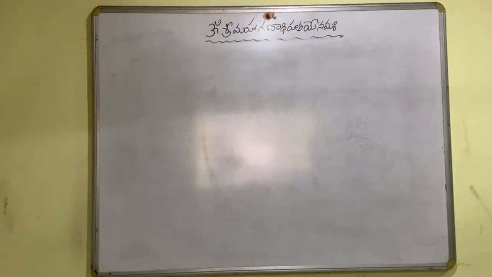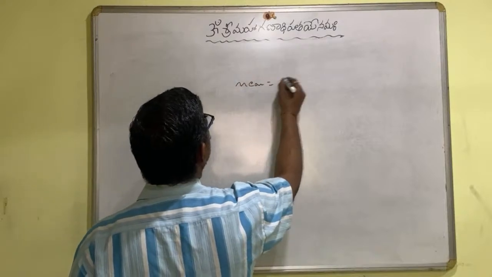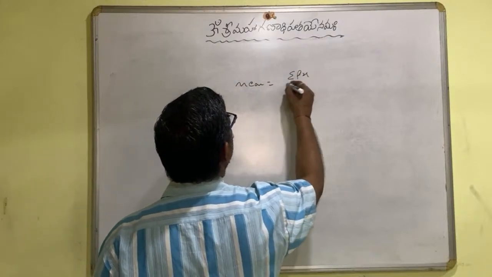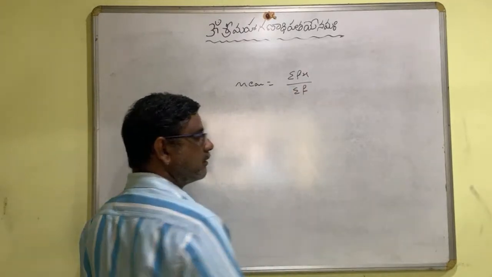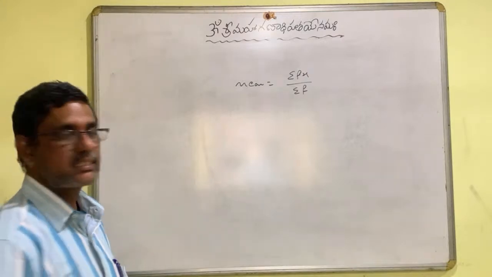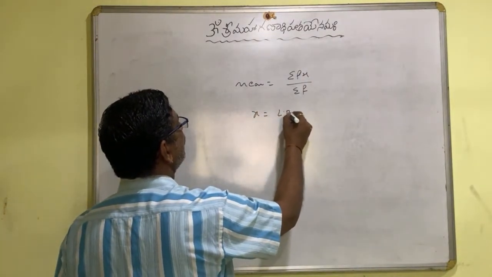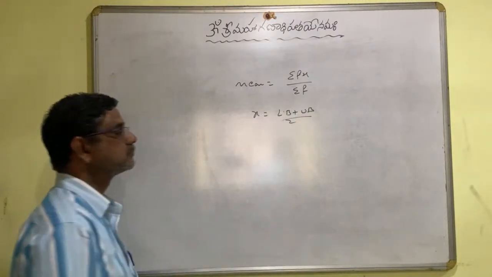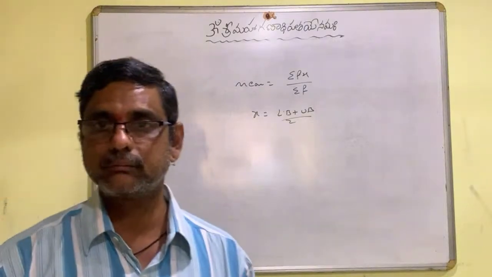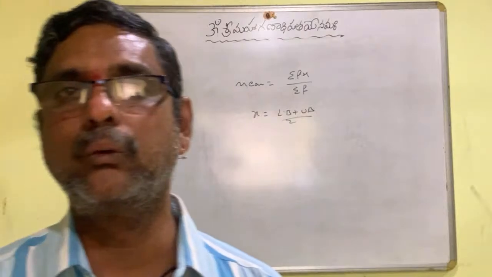What is the formula? Mean is equal to sigma fx by sigma f. What is x? x is the lower boundary plus upper boundary by 2.